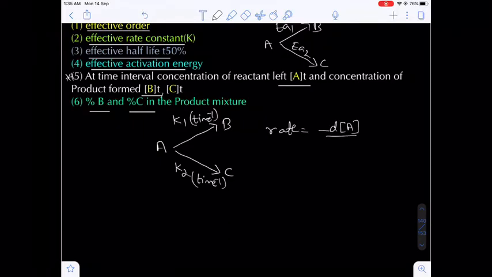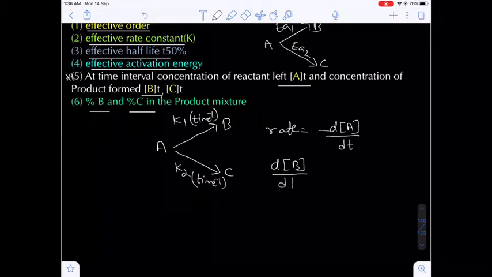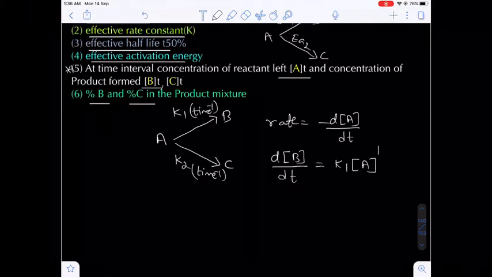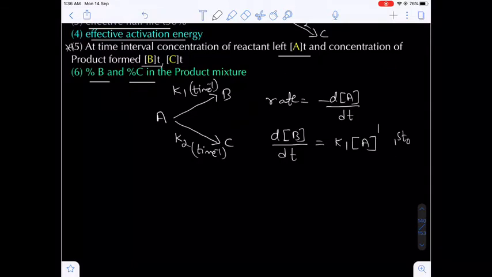Now here the rate of reaction is nothing but minus dA by dt. Now what will be dB by dt? The rate of formation of B, that is dB by dt, is directly proportional to the concentration of reactant A. By removing the proportionality, I am writing constant K1 times the concentration of A to the power 1. Why am I writing 1 here? Because it is first order kinetics. So individually, this is first order kinetics. Are you getting my point? So this will be equation number 1.